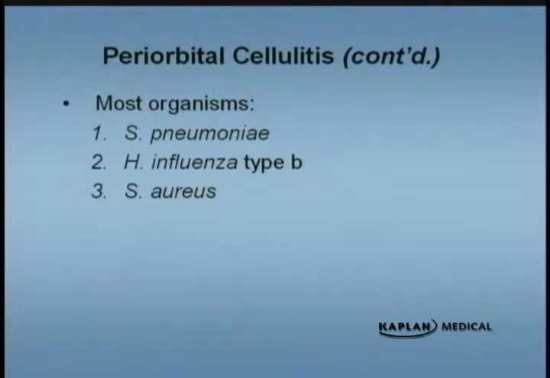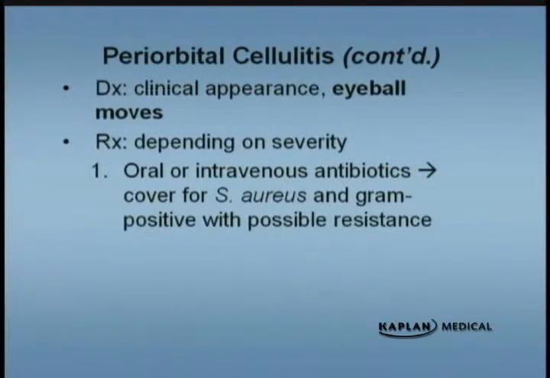The majority of organisms that cause periorbital cellulitis are going to be Strep pneumoniae, H. flu type B, and Staph aureus. You have to know these three organisms. The reason is that when you start antibiotics, you have to start antibiotics that cover all three, so you certainly want to cover staph in addition to the first two. That's the important thing there, eyeball movement.